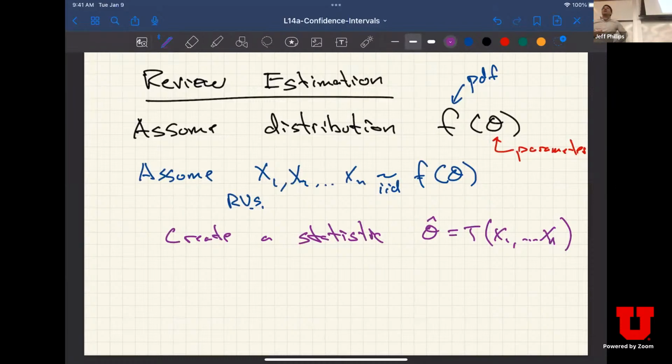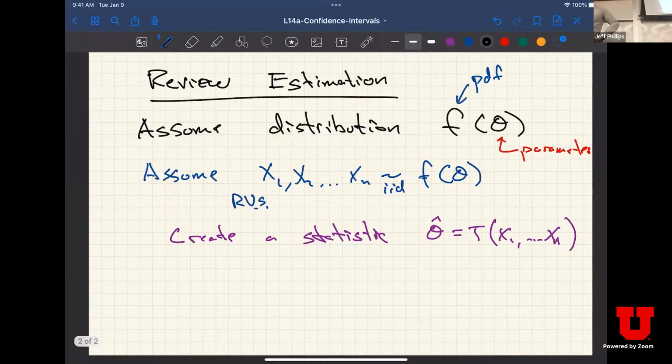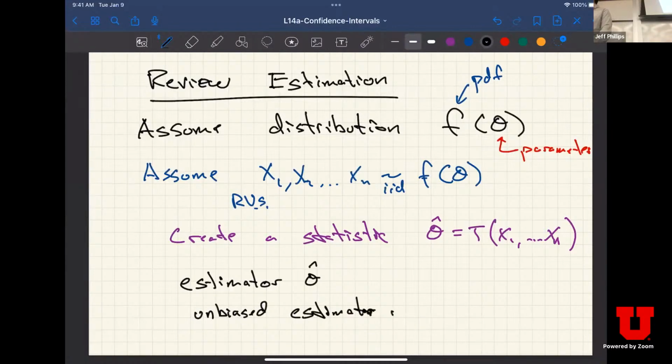And so we're trying to estimate this parameter. So let's see, so I get the notation right. We'll call theta hat the estimator, and we'll say that this is an unbiased estimator if the expected value of theta hat, remember it's a distribution, is equal to theta.